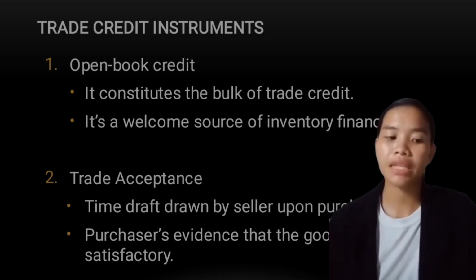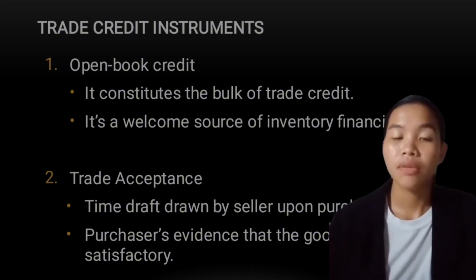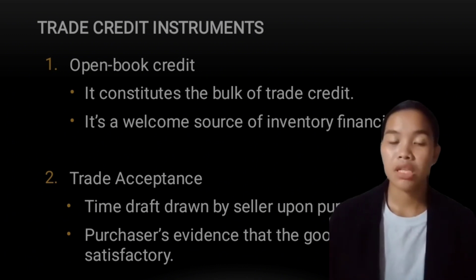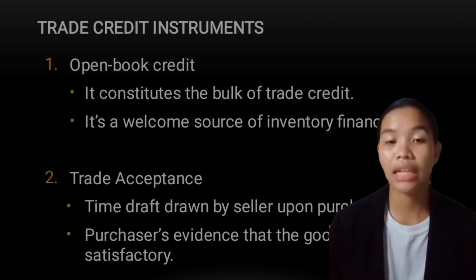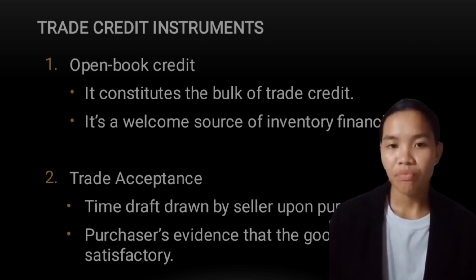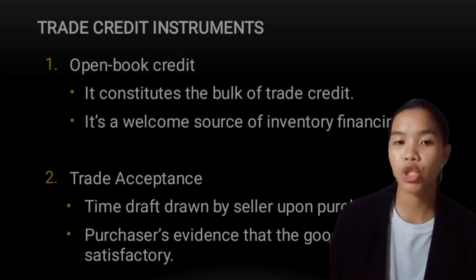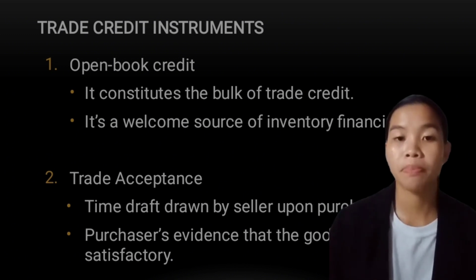And also we have trade acceptance. So trade acceptance is a time draft drawn by the seller upon the purchaser, and the purchaser evidences that the goods are satisfactory. So it is like a promise to pay in the business world. It is a written agreement where a buyer commits to paying a seller a specific amount at a specific date. And also it's a formal way of saying that I'll pay you later, and it can be transferred or sold to someone else who might want the money sooner. And it is a common tool in a business transaction to ensure payment.